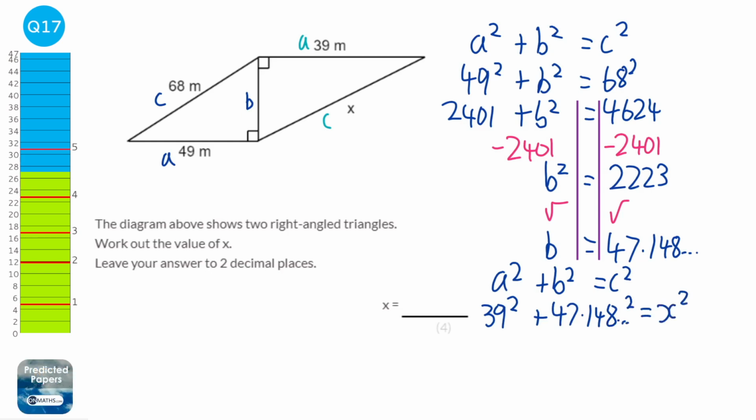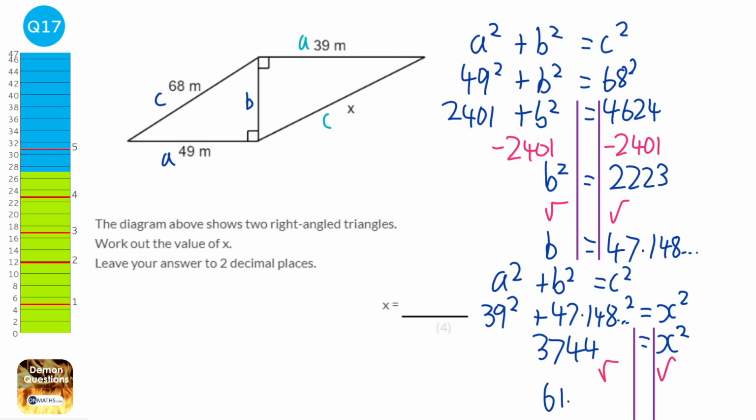Okay, so we need to square that. So we do 39 squared plus 47.148 squared, and that will be 3744 equal to x squared, and we'll just get our lines in because we need to square root both sides, and we get 61.188 blah blah blah is equal to x. It says it wants two decimal places, so that will be 61.19.